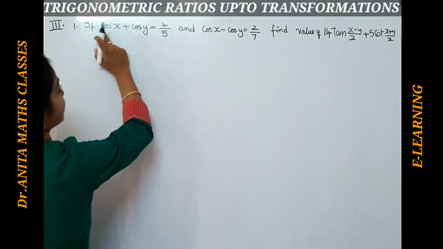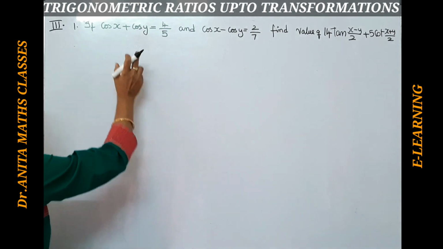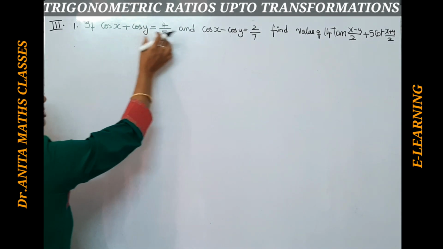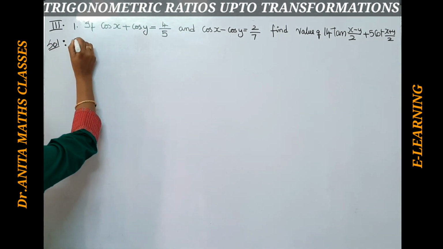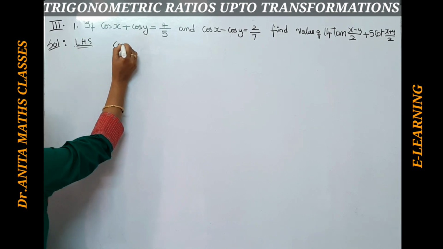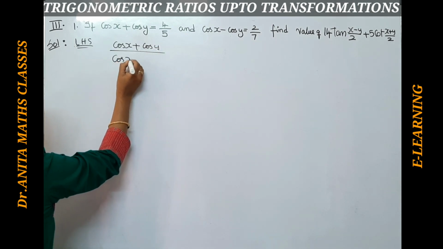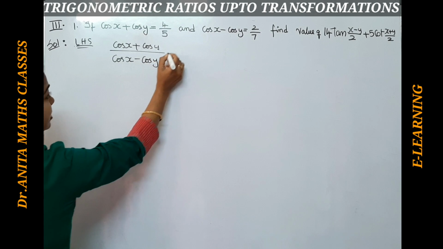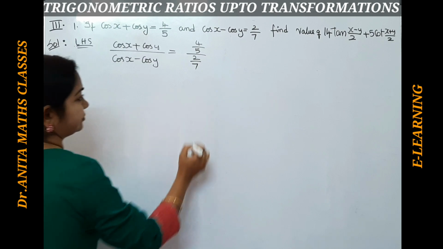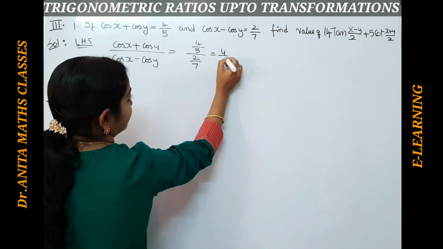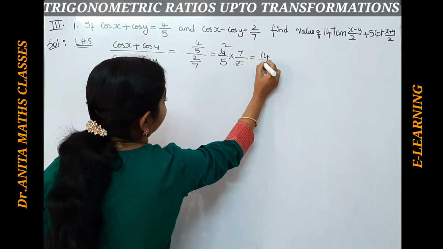Let us suppose this as equation 1 and this as equation 2. I will divide equation 1 by 2. Dividing means LHS by LHS and RHS by RHS. So we take cos x plus cos y divided by cos x minus cos y. This is 4 upon 5 divided by 2 upon 7. So that becomes 4 by 5 into 7 by 2. So this is 14 by 5, right?